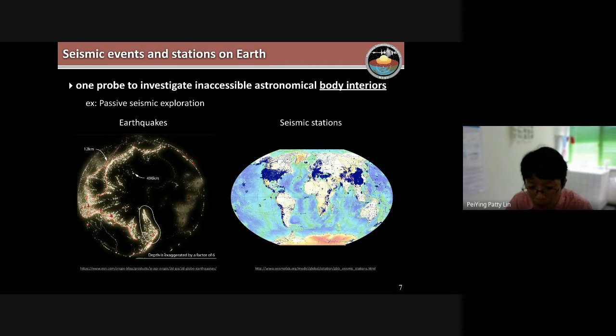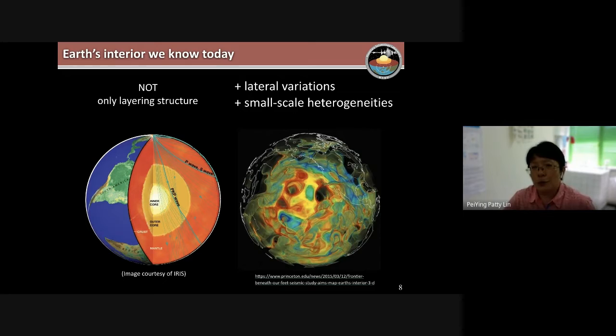Because we have abundant earthquakes and abundant stations on the Earth, we are able to try our best to see what's going on beneath the surface. And as we all know, the Earth is not only a layering structure. This is a result from the seismological methodology I just mentioned. This is what we found. The red means the slow structure, and the blue means the fast velocity structure. As you can see, there are lots of structures beneath the surface.